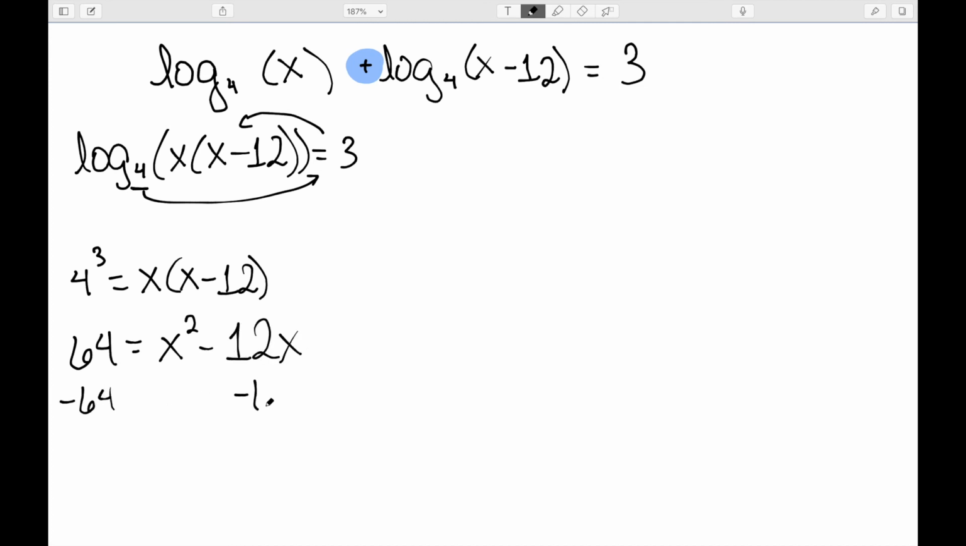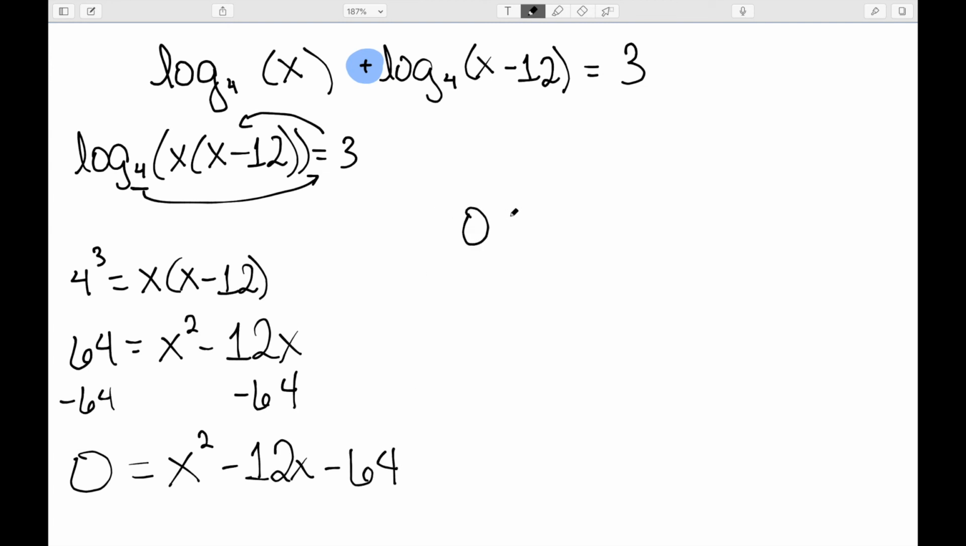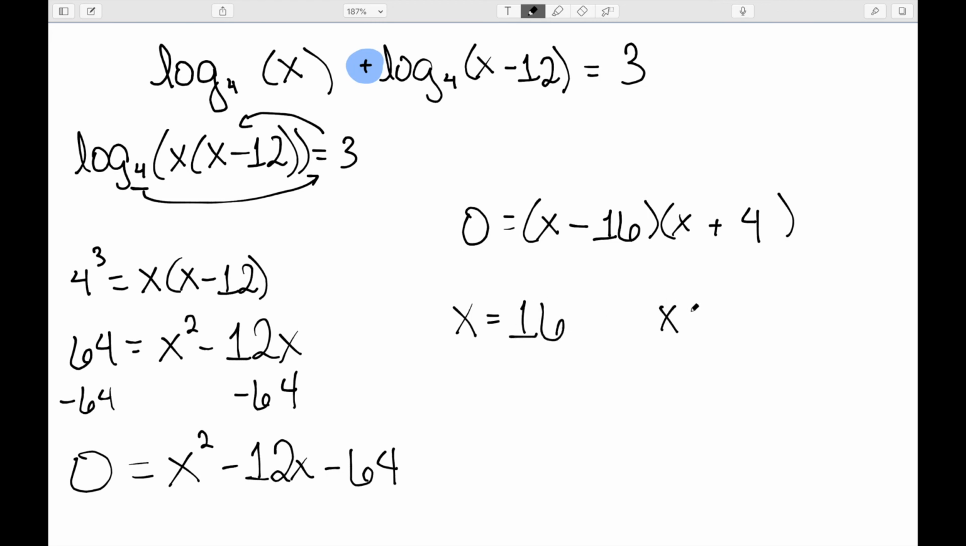With a quadratic, I want to get everything on one side, so we have 0 is equal to x squared minus 12x minus 64. We need to factor. So I need two numbers that multiply to be negative 64 and add to be negative 12. And we can get that with negative 16 and positive 4. So my solutions end up being x equal to 16 and x equal to negative 4.